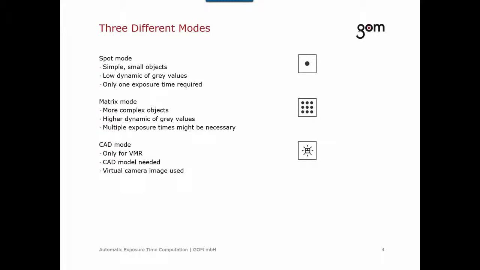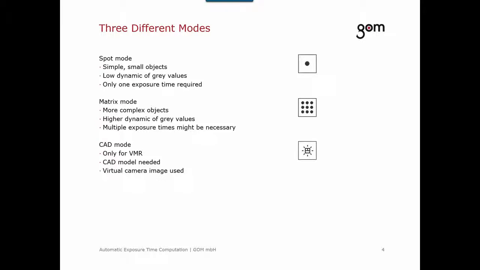The first of the 3 methods is the spot mode. This mode is applicable for small measuring objects with single color, which require only 1 exposure time. Another mode is the matrix mode, which is developed for complex objects with a higher dynamic of gray values. Complex objects often require more than 1 exposure time, and the setting can be difficult for the user.